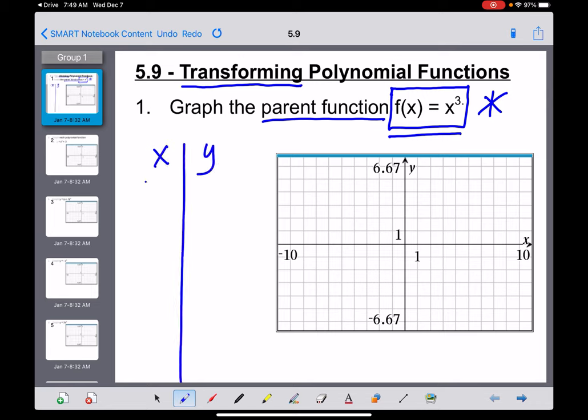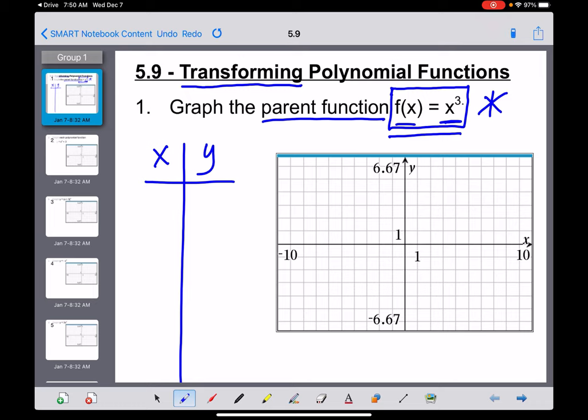You can make yourself a table of x values and then figure out what you get for y when you put those numbers right here in for x. Now, this isn't always the most efficient method, but it always works. And in fact, this is how your calculator graphs. It just takes a whole bunch of x values, plugs them in, gets y values, and then connects the dots.